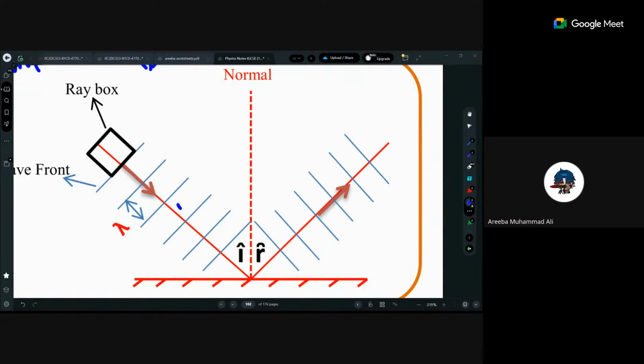So, sir, step number one: the ray box is sending out the waves. Actually, the ray box is sending the waves. Generally, it is the line which shows the direction of propagation of the light ray, or the direction of propagation of the wave. Okay, but actually for water, we have to draw these wavefronts. These wavefronts are important in water.